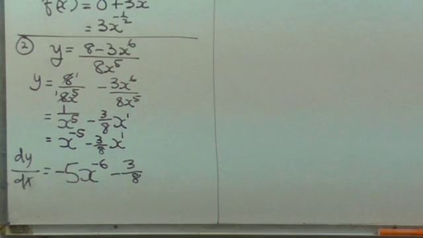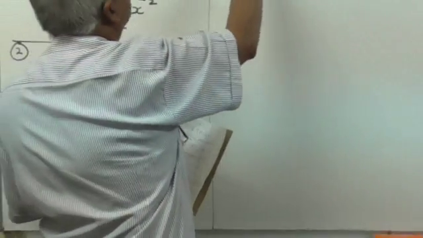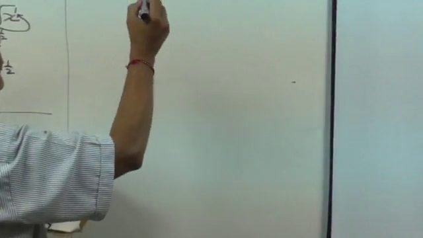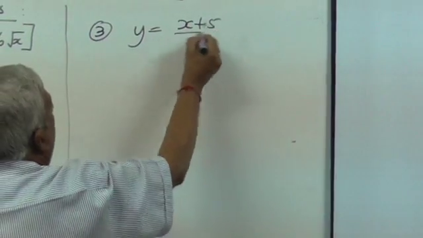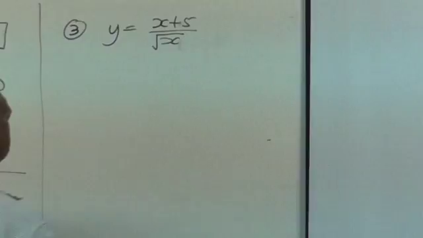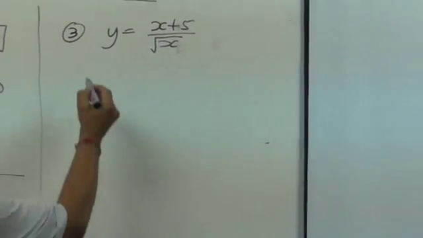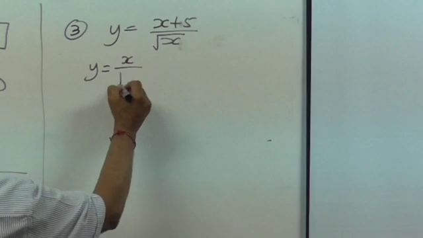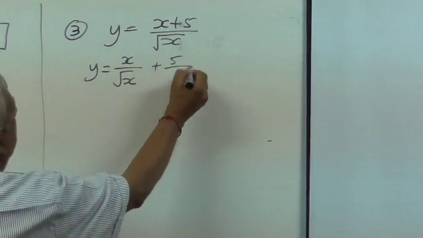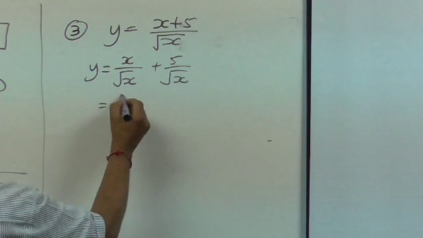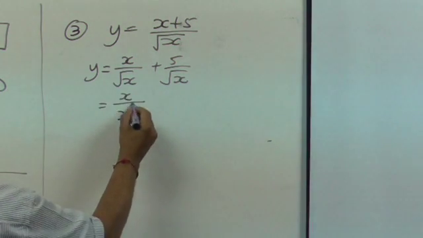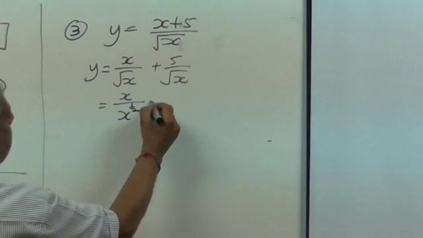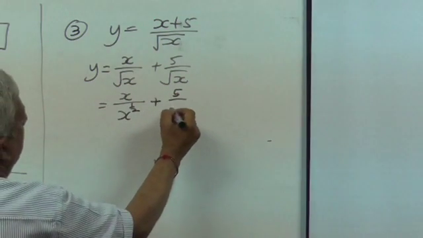Right, we're going to now move on to number 3. In number 3, you had y is equal to x plus 5 all over root of x. Once again, you have to divide. So your question becomes x over root x plus 5 over root x. That becomes x. This becomes x to the half. So you see how important the basics are. Plus 5 over x to the half.